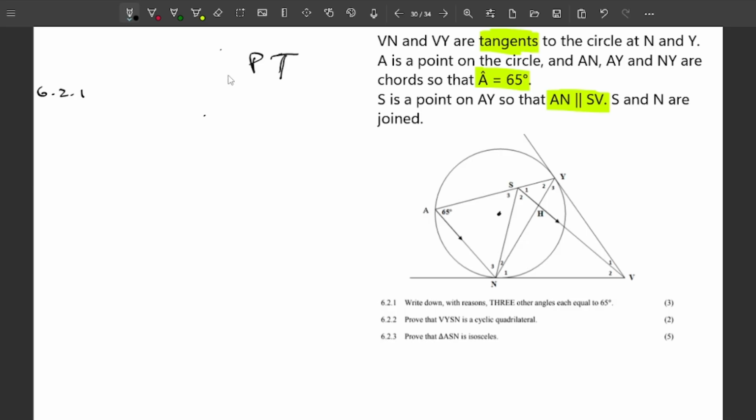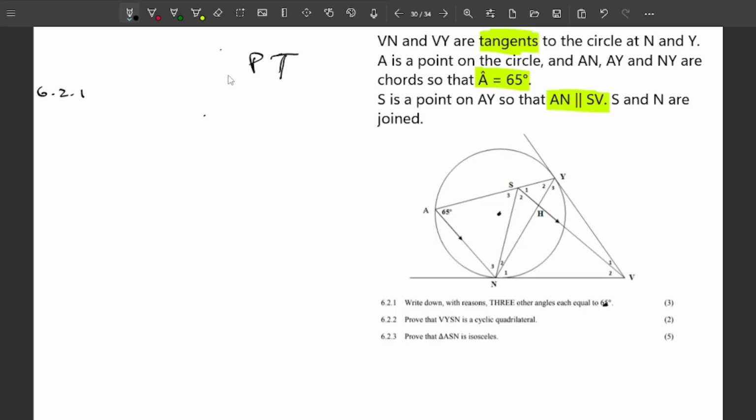No, we don't have a cyclic quad. Do we have parallel lines? Yes. Do we have tangents? Yes. Okay, so we have two theorems. Now we know we're going to be playing with the tan chord and the parallel lines, corresponding, alternate, those type of things. Now the first question is: write down with reasons three other angles which equal 65 degrees. When they say which equal 65 degrees, they don't necessarily mean that you need to solve for other values. They want you to find the other angles which are equal to 65.